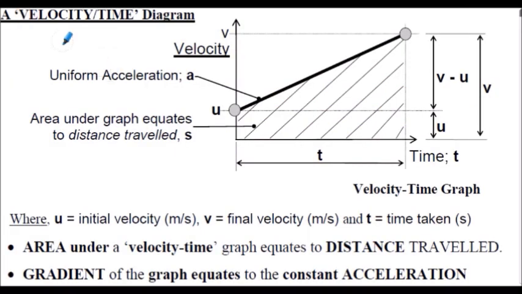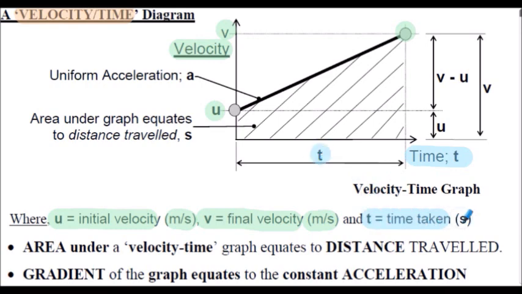Let's briefly consider the velocity time diagram, shown here. Velocity on the vertical axis, time on the horizontal axis. Note the general notation used. Symbol U denotes the initial velocity, meters per second. Symbol V denotes the final velocity, again in meters per second. Symbol T is the time taken, and that would be in seconds.